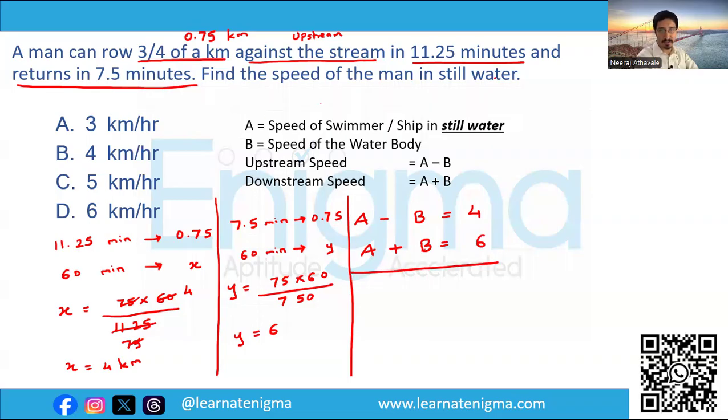Find the speed of the man in still water. Still water is A. So we have to find out A. So we add these two equations. So while adding, minus B plus B gets cancelled out. On the left hand side, we have 2A is equal to 4 plus 6, that is 10. And therefore A is equal to 5. So the answer is option C.